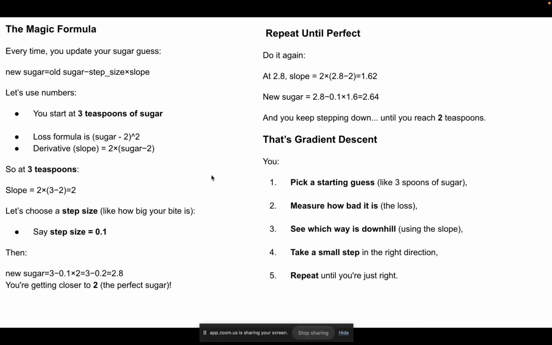I actually have a question from this. You start at something, 3 teaspoons. So now what are we picking? Are we picking this slope, or are we calculating from the loss formula? Because if we calculate from the loss formula, we have 3 minus 2, that's 1, and 1 to the power 2 is 1. I don't know.